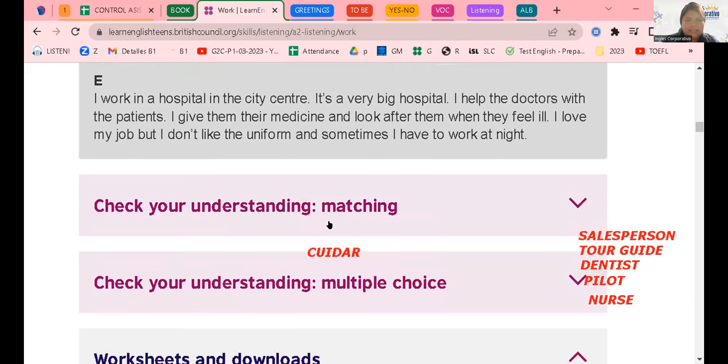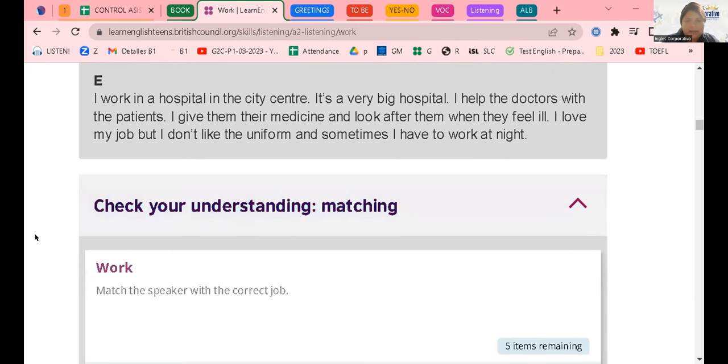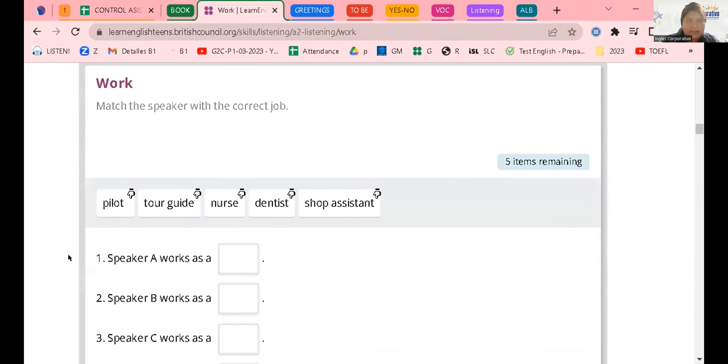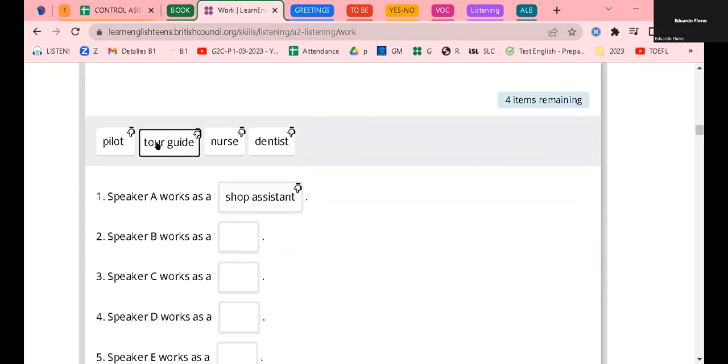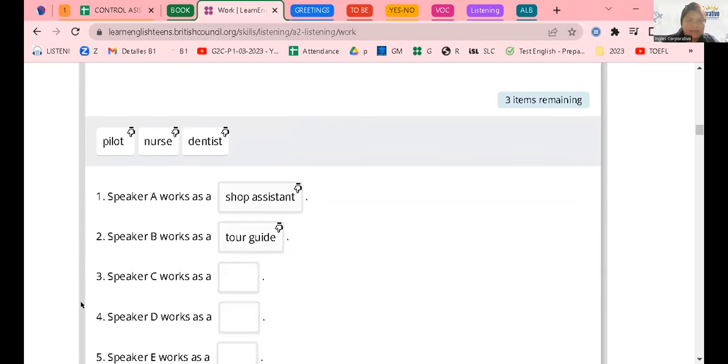So now let's check this with some exercises. So you already have the answers. Okay. Speaker A, works as a. El hablante A, trabaja como un. Do you remember? Shop assistant. Okay. Speaker B, works as a. Tour guide. Okay. Speaker C, works as a.